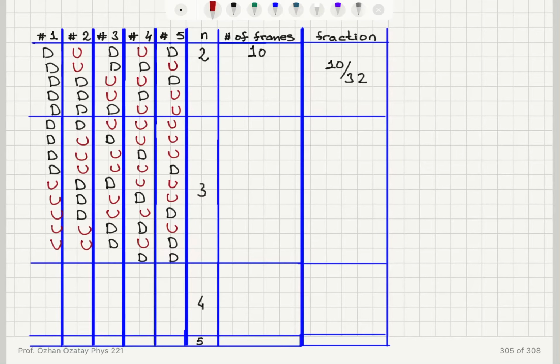So I will have ten possible scenarios that give me this result, n equals 3, so the fraction will be 10 over 32. Now in the fourth possibility, so for n equals 4, actually the fifth scenario, I'm going to have 4 spins pointing up, 1 spin pointing down. So the first one can be down, second one can be down, third one, fourth one, or fifth one can be down. The others will be up.